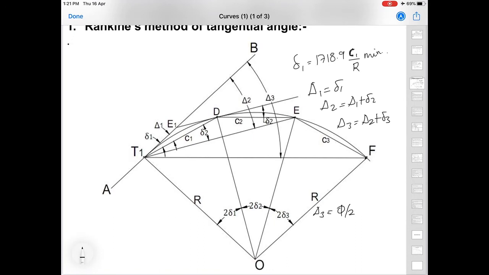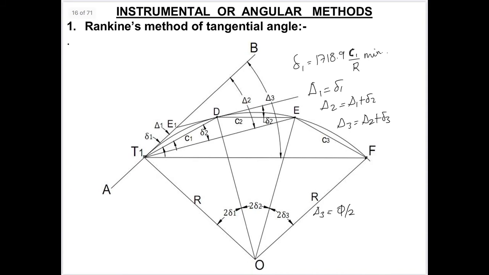So by establishing 4 points, that is T1, D, E and F, we can simply draw a curve which will intersect all these 4 points. And at the last, we have to go for the check. The check says that the last point thus located must coincide with the previously located tangent point T2. If not, find the distance between them, which is the actual error.